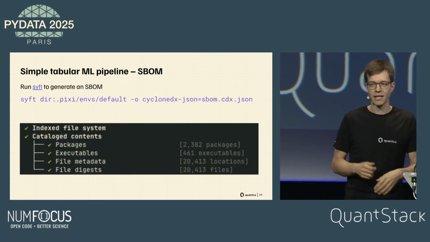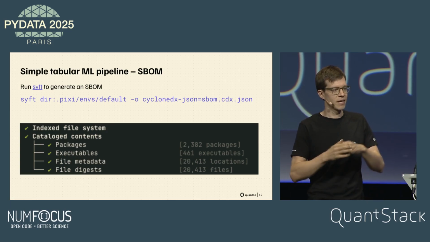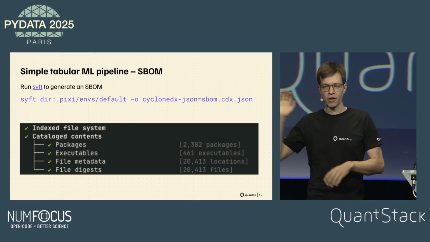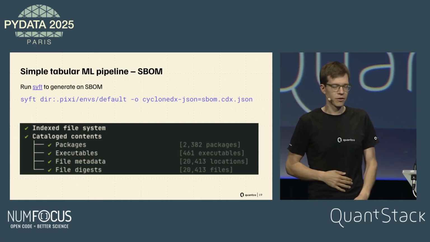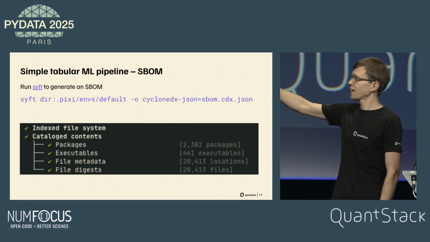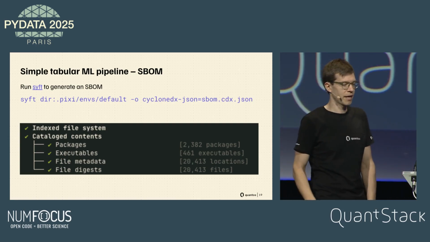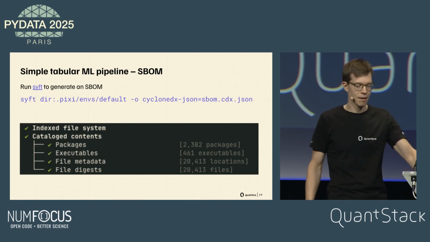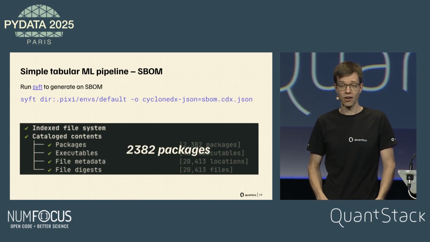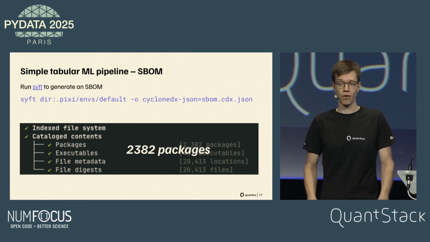For that, we're going to make a scan with Syft. Syft analyzes all the files I have on disk in my environment and outputs an SBOM, so I know for later documentation reasons what's in that environment, and I also get a nice output of how many files and how many packages. And there's a surprising number of 2,382 packages, which is a lot for a really simple Python environment.